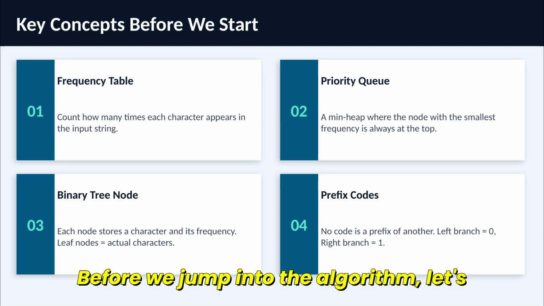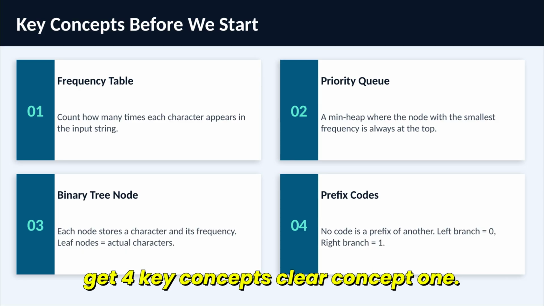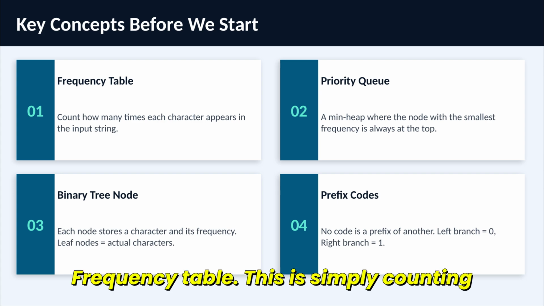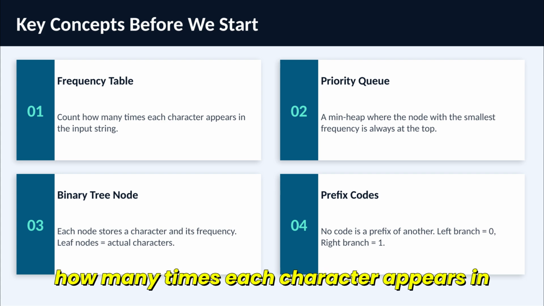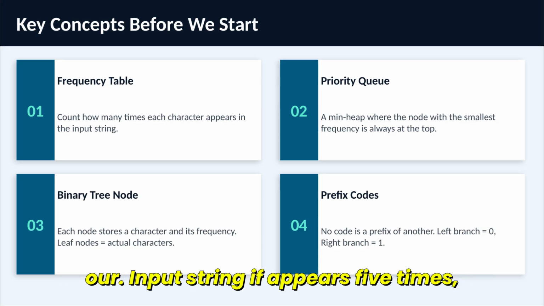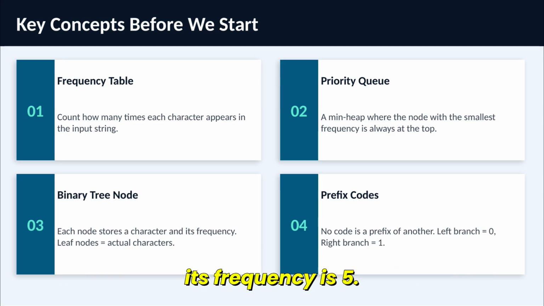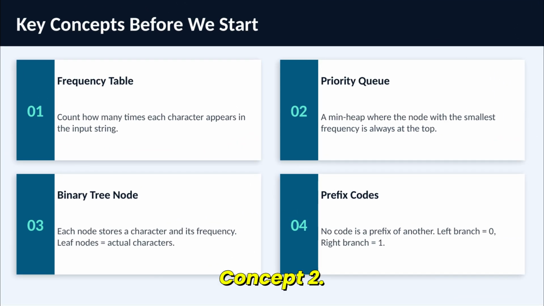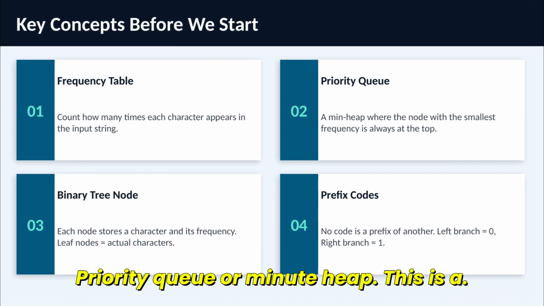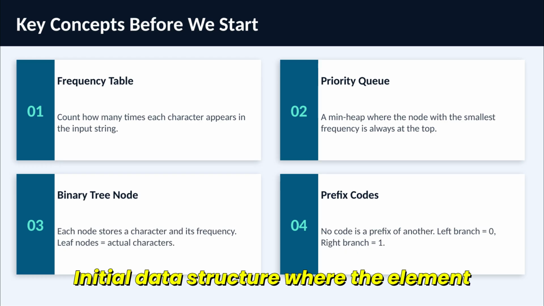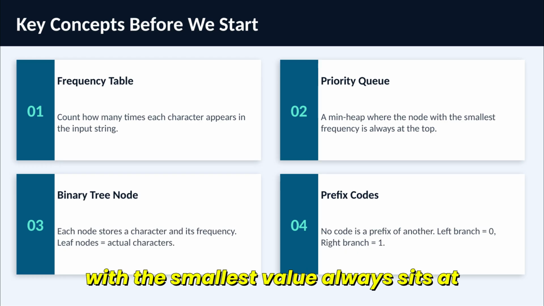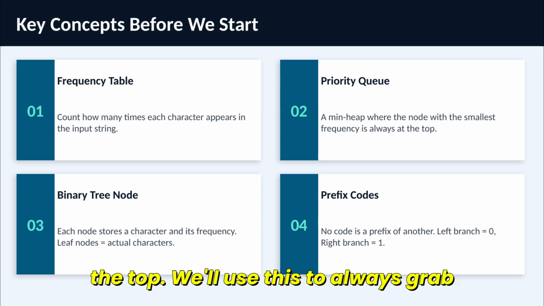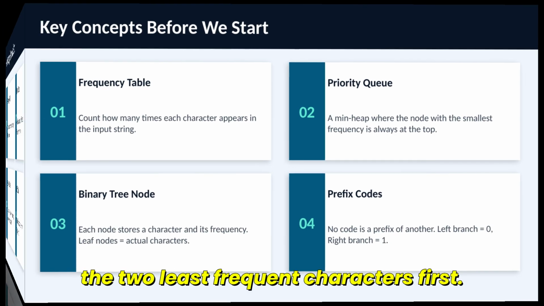Before we jump into the algorithm, let's get 4 key concepts clear. Concept 1. Frequency table. This is simply counting how many times each character appears in our input string. If it appears 5 times, its frequency is 5. Concept 2. Priority queue or Min-Heap. This is a special data structure where the element with the smallest value always sits at the top. We'll use this to always grab the 2 least frequent characters first.